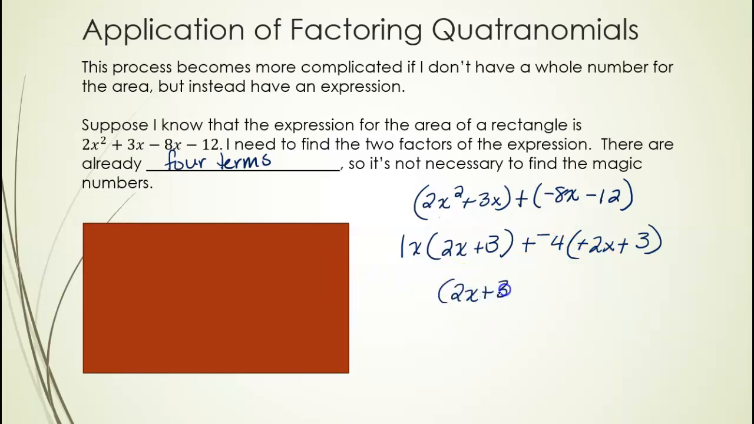The 2x plus 3 matches, so that's one of my factors, and the 1x minus 4, or plus -4, is my other factor. What that means is the lengths of my sides here have to be 2x plus 3 and 1x minus 4. And if I knew x, then I could figure out my length and my width.